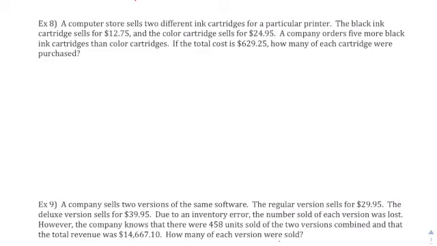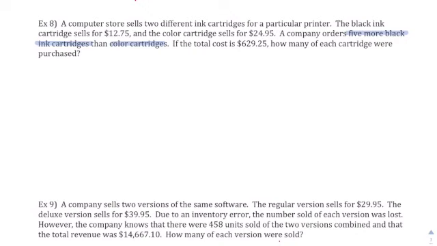Number 8 says a computer store sells 2 different ink cartridges for a particular printer. The black ink cartridge sells for $12.75 and the color cartridge sells for $24.95. The company orders 5 more black ink than color. The total cost is $629.25. How many of each cartridge were purchased?